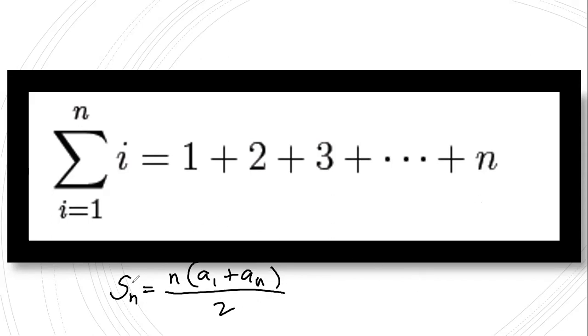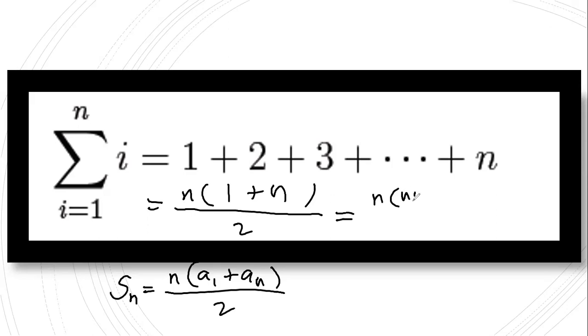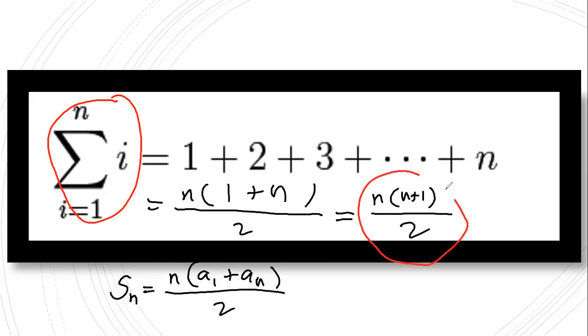Here, the last term that we have is n. The first term is 1. And the number of terms is still n. So it will be n times the first term 1, plus the last term n, all over 2. Or it can be written as n times n plus 1 over 2. Therefore, if we are given the summation of i, where i ranges from 1 to n, it can be performed easily by just using this formula.